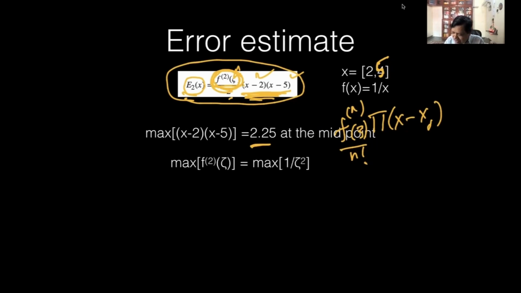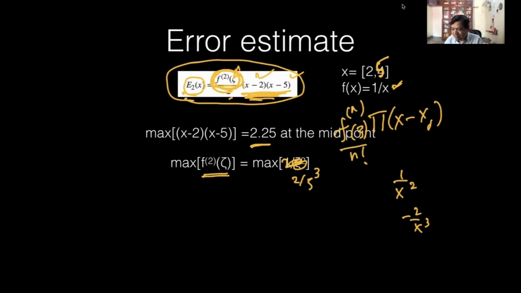Now, how do we estimate this one, f2 zeta? So this function is 1 by x. Okay, so I just compute the second derivative. Actually, I made a mistake. This is not correct. So this is 1 by x, the first derivative is minus 1 by x squared, and next is 2 by x cubed. So this is 2 by zeta cubed. Okay. So that is the maximum value of this.